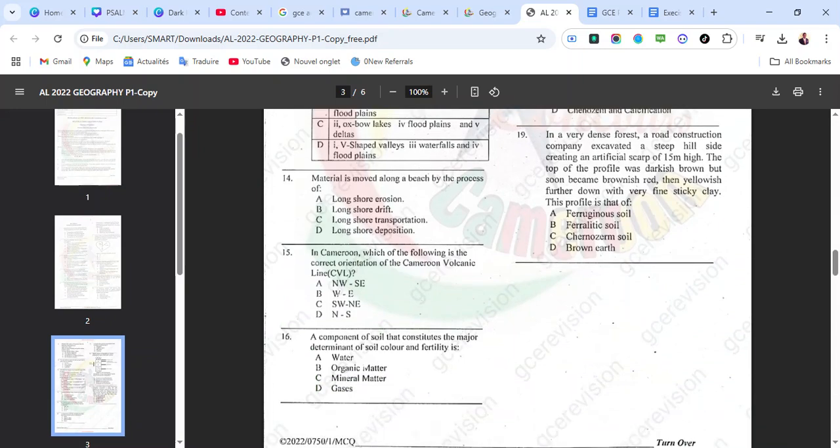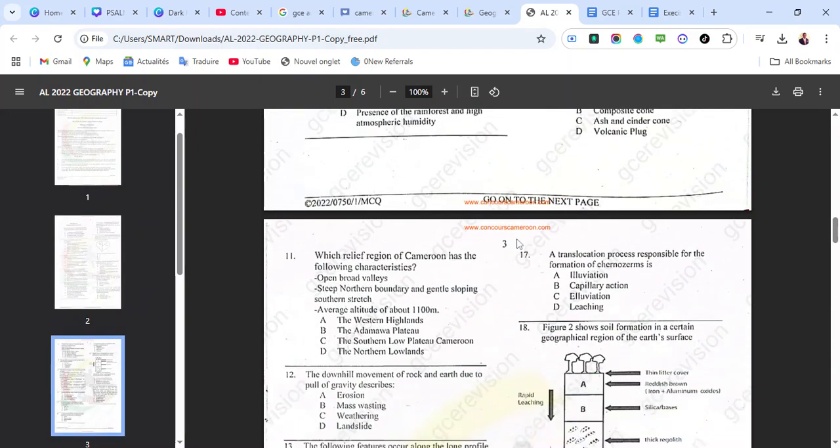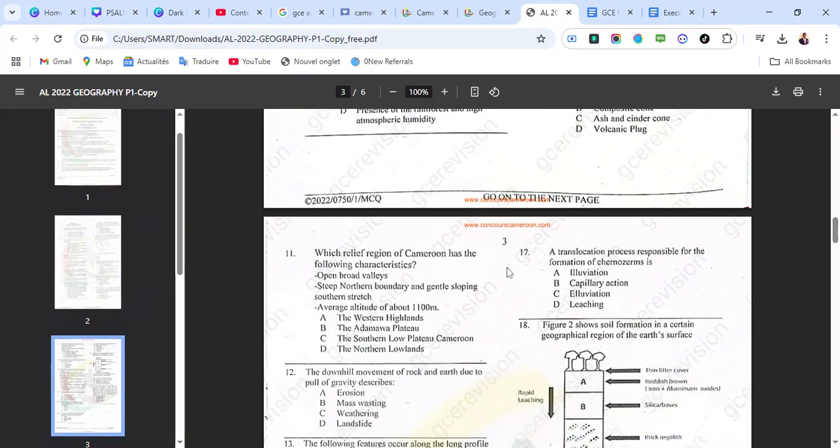A component of soil that constitutes the major determinant of soil level and fertility is. Correct answer for 16 is B, which is organic matter. A translocation process responsible for the formation of soil horizons is. Correct answer for 17 is A, which is eluviation.